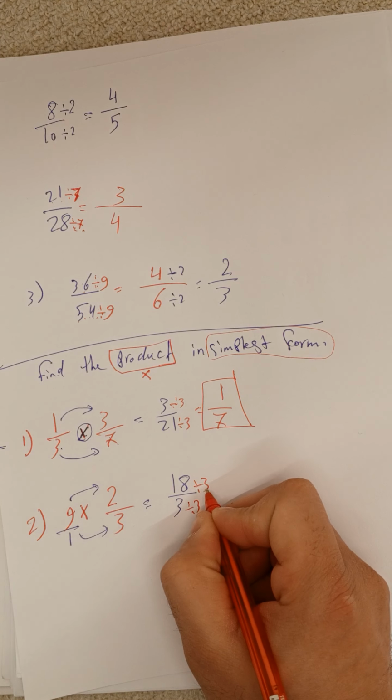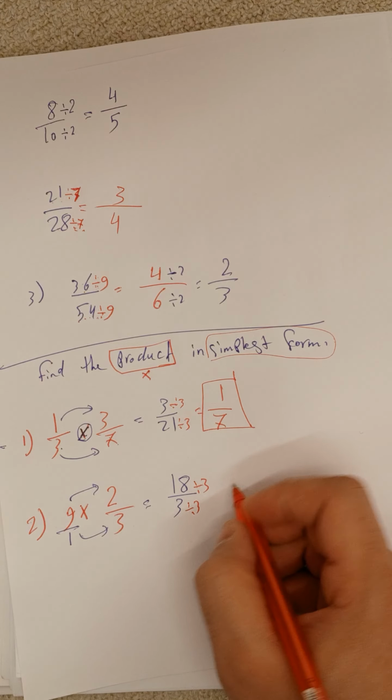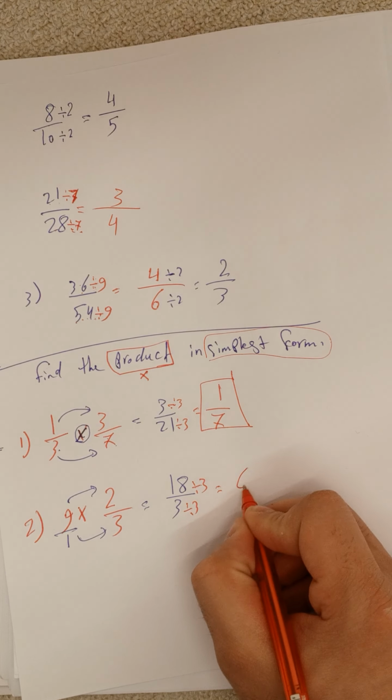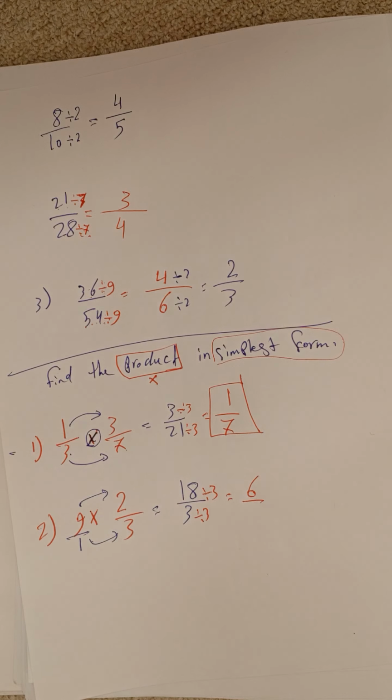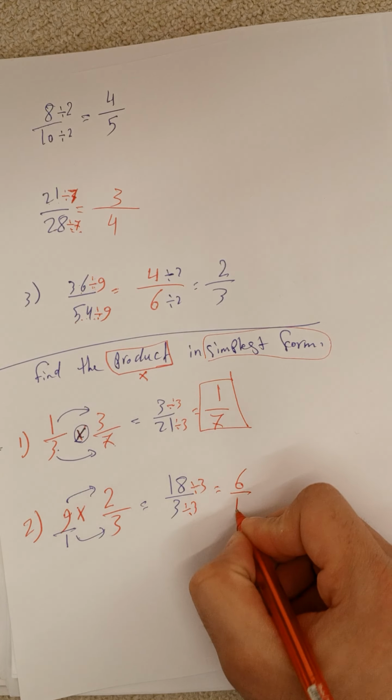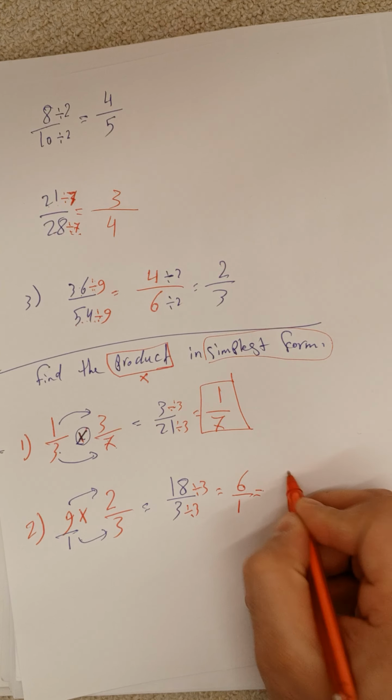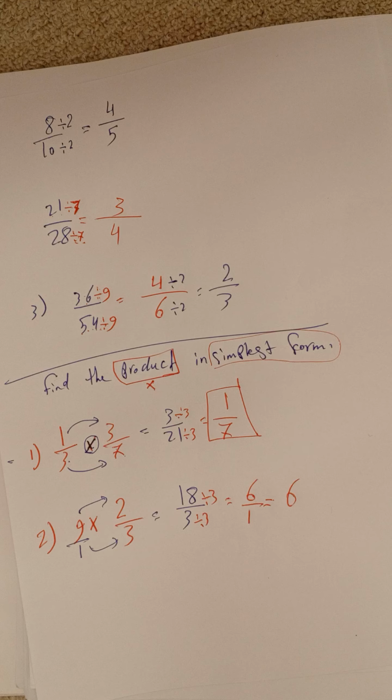Divided by 3, because 3 times 6 is 18. 3 times 1 is 3. It's gonna be 6 over 1. What does 6 over 1 mean? It's gonna be 6. So the answer is gonna be 6. Okay?